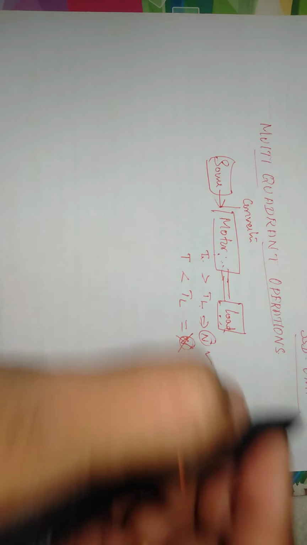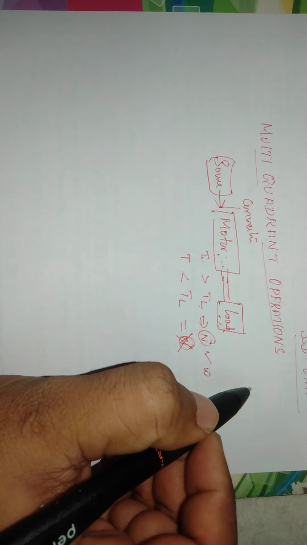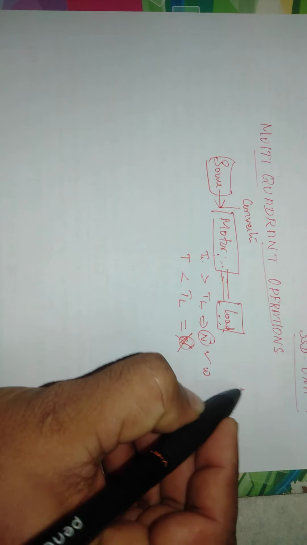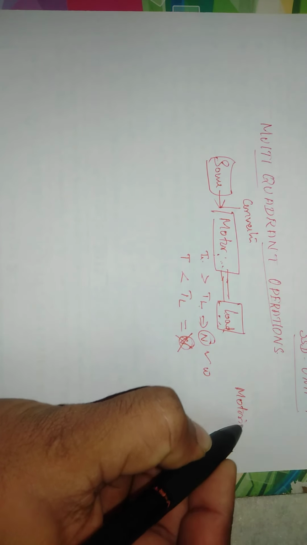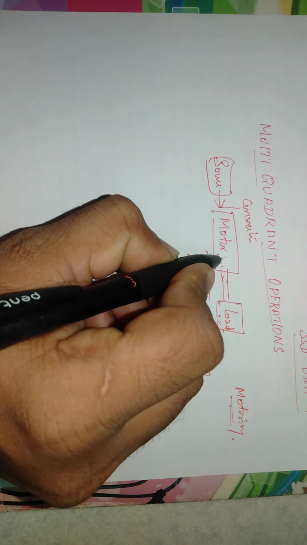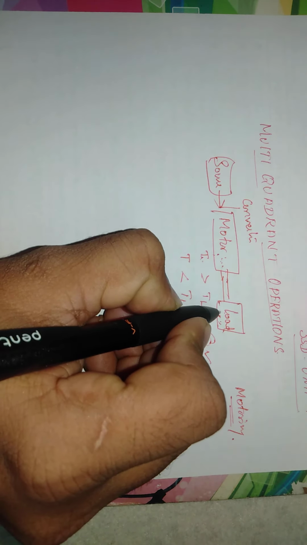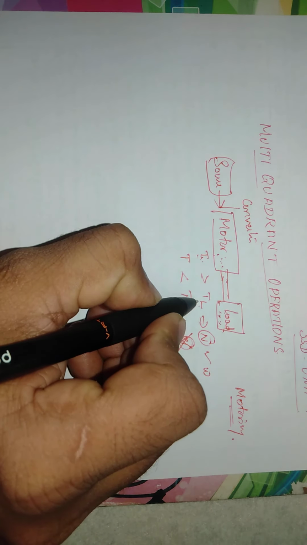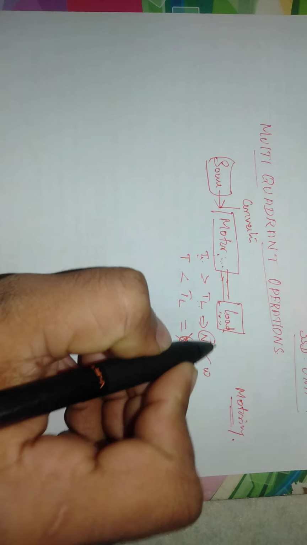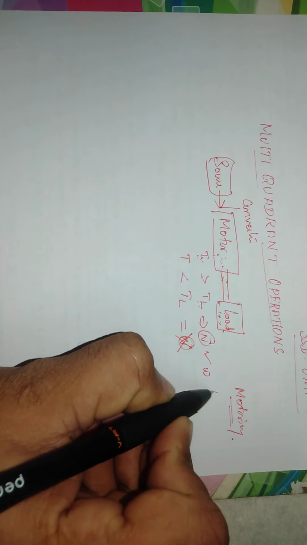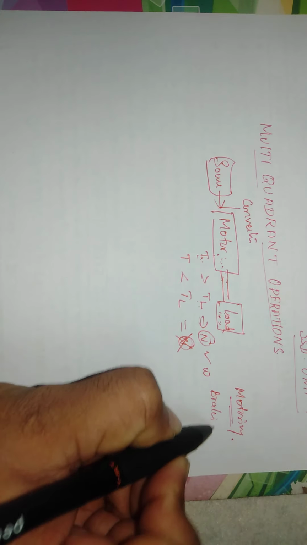Now, what operations can the machine have? When the machine starts to rotate, it is called motoring. Motoring means the load is driven by this motor. When this happens, T is greater than TL, right? Then if the machine is at rest, we can call it braking.